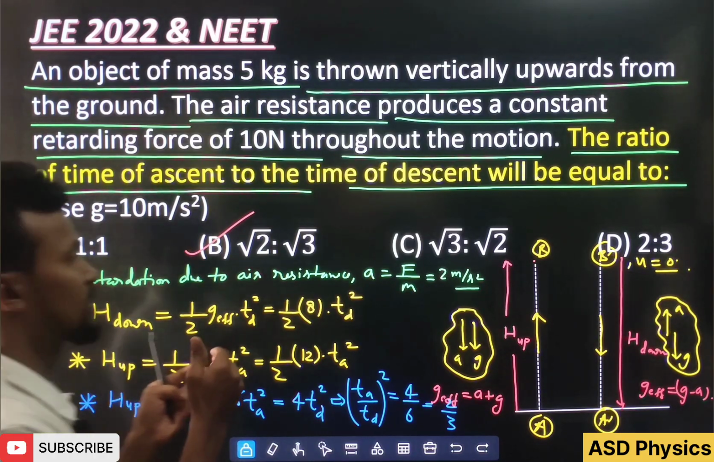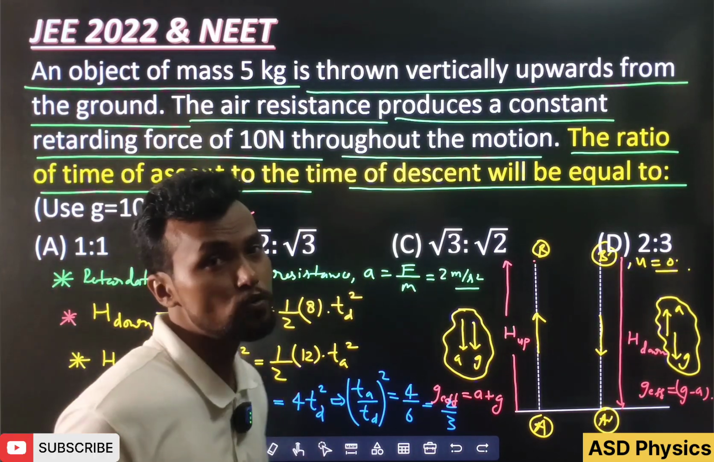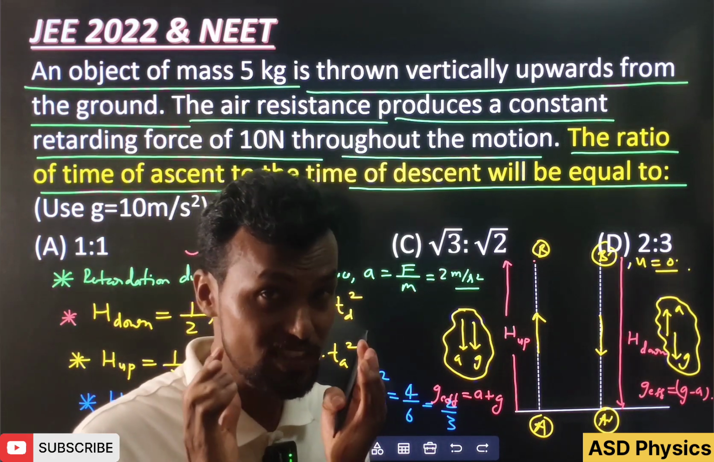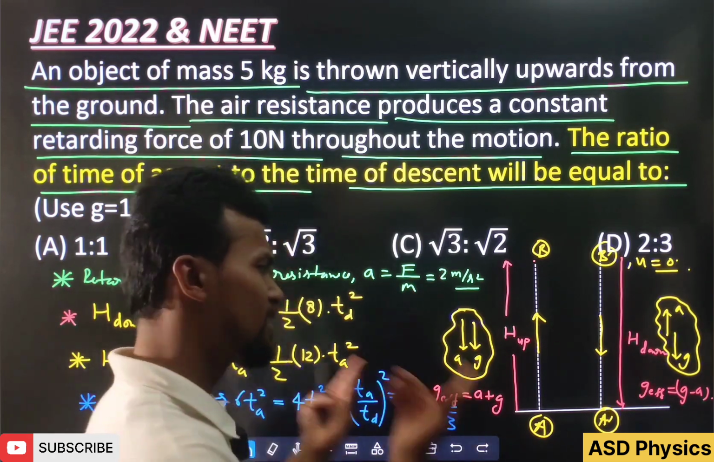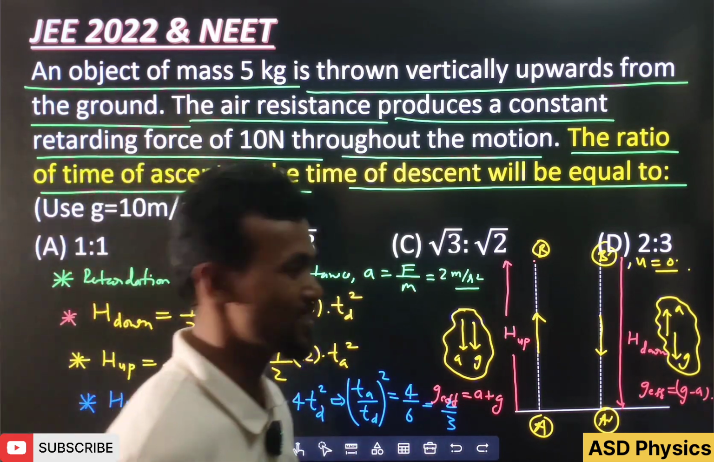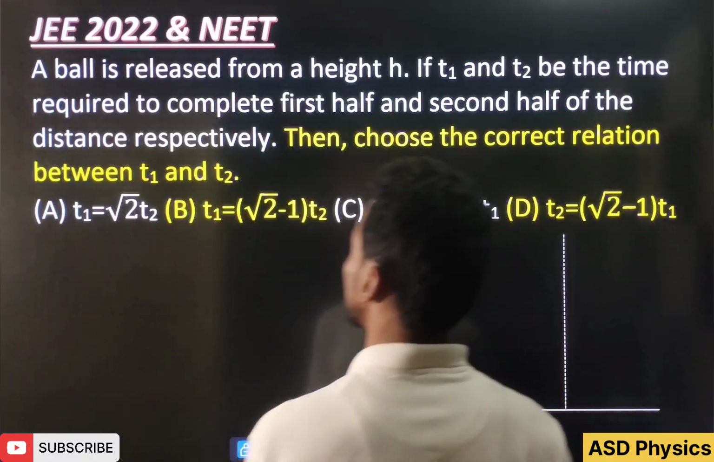And you can see here the time of ascent is less compared to the time of descent because air resistance is involved. If there is no air resistance, this ratio will come how much here? 1:1. Is it? Great. Now let's see this question.